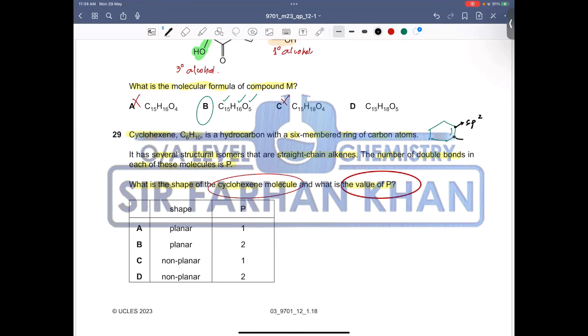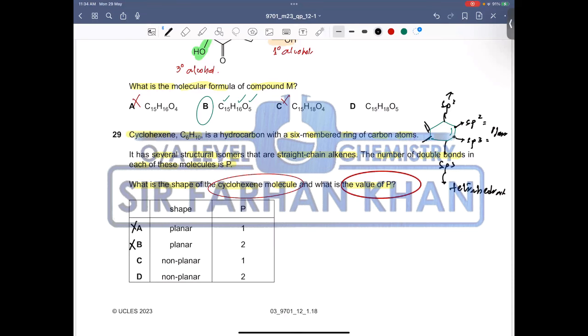This carbon is also sp2 hybridized, so both of them have planar geometry. But this carbon, this carbon, this carbon, and this carbon, all of them are sp3 hybridized. And since these are sp3 hybridized, obviously they have tetrahedral geometry. So these carbon atoms have tetrahedral geometry because of sp3 hybridization, which means the structure of cyclohexene is not planar. And obviously option A and option B are incorrect. Now competition exists between C and D.